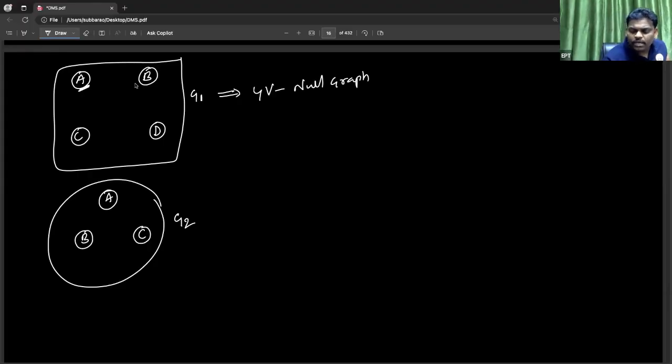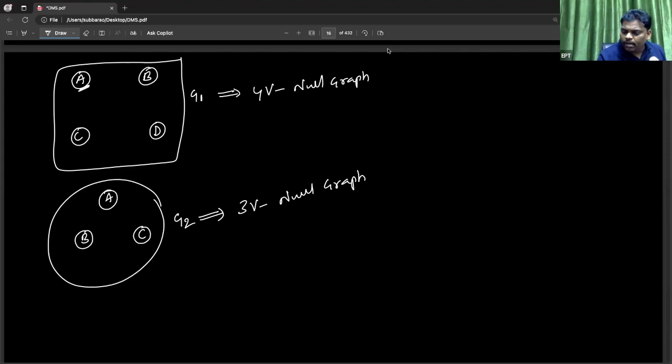This null graph contains 4 vertices. A 4-vertex null graph. Remember, this is also a null graph: a 3-vertex null graph. Null graph means 0 edges. The number of vertices we don't know, so you have to say the vertices. How many vertices? I don't know, so you have to say 3-vertex null graph: 3 vertices where the number of edges is 0. 4-vertex null graph: 4 vertices, number of edges 0.